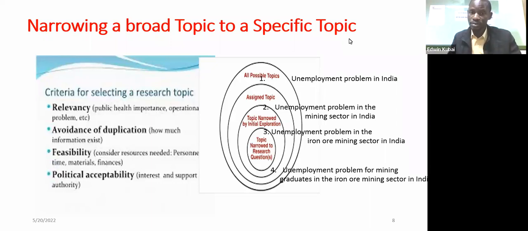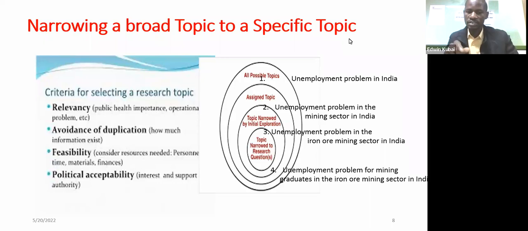Now, when you narrow down, you may find that you're looking at number 2, unemployment problem in the mining sector in India. So when you go to the smaller sector, which specific sector in India are you looking at? I'm going to the mining sector in India. So yes, the problem is unemployment, but now I'm looking at the people in the sector of mining only. Then you narrow it down again: unemployment problem in the iron ore mining sector in India. There are different minerals in India, but which one are you specifying, or which one are you looking at specifically? So if it's iron ore, you now look at the iron ore mining sector in India.